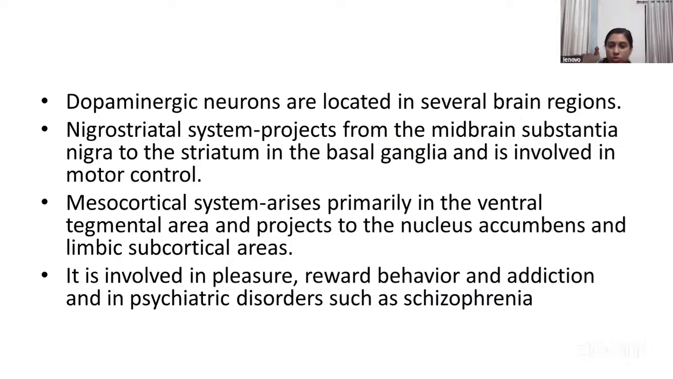So, dopaminergic neurons are located in several brain regions. For example, in nigrostriatal system, mesocortical system, etc. They are the dopaminergic neurons which are in action. Okay. So, in nigrostriatal system, it projects from the midbrain substantia nigra to the striatum in the basal ganglia, and it is usually involved in the motor control. And in mesocortical system, it arises primarily in the ventral tegmental area and projects to the nucleus accumbens and limbic subcortical areas. Also, these dopaminergic neurons are associated with pleasure, reward behavior, addiction, and psychiatric disorders like schizophrenia.